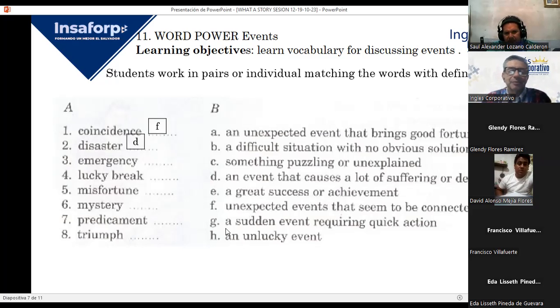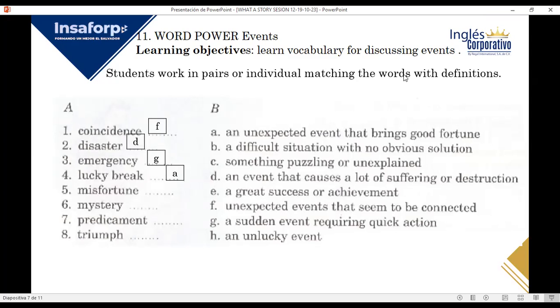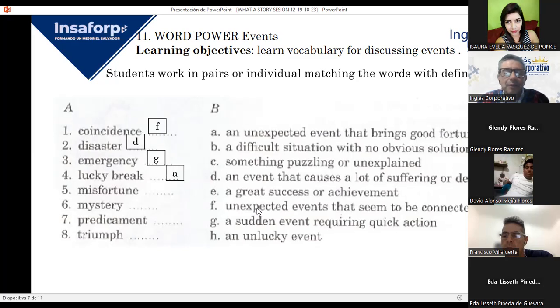Okay. Emergency. Letter G. A sudden event requiring action. Yes, okay. Lucky break. Letter A. An unexpected event that brings good fortune. Good fortune. Yeah, if you win the lottery, that will be a lucky break. I'm expecting to win it, but without buying tickets.